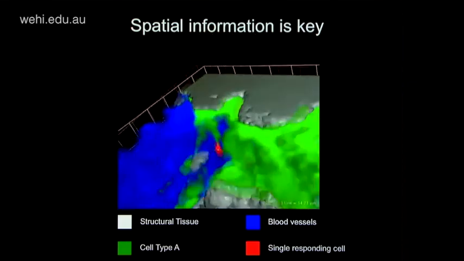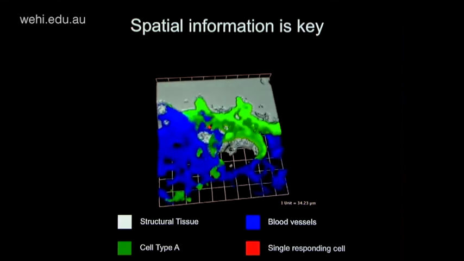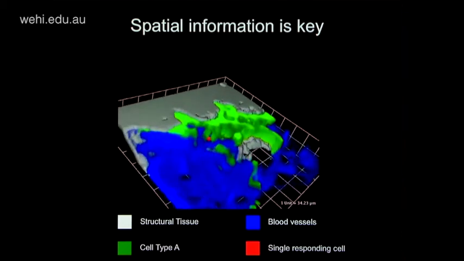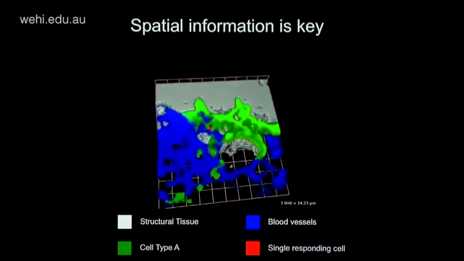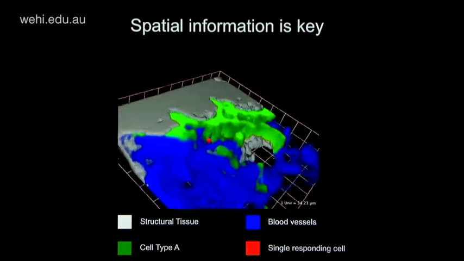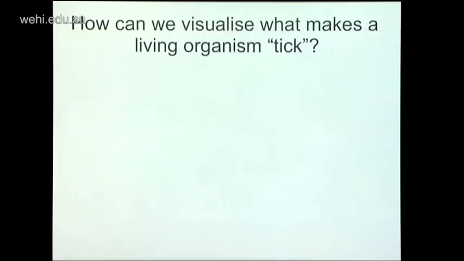So you can start to see the exact reason why we would like to do this is now on top of all the temporal information that we've looked at, we also have the addition of complexity of spatial information on top of that. And of course, in a living animal. So, how can we visualize what makes a living organism tick? There have been a number of devices to help do this.